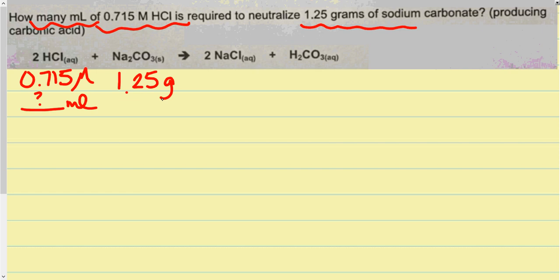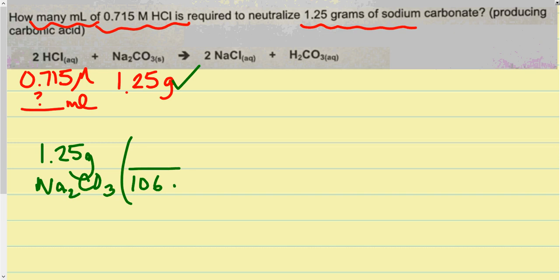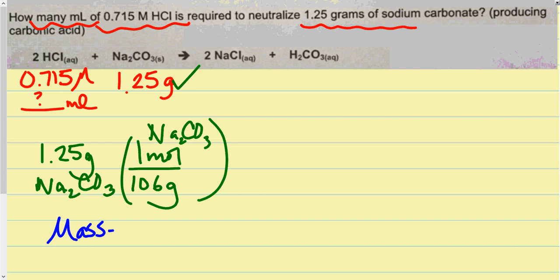So the format on this one's a little different. When you're starting with grams, in this case our first step is always to convert to moles. So we're taking our 1.25 grams of our sodium carbonate. From the periodic table, we would add up the molecular mass. In this case, it's 106 to convert to moles of sodium carbonate. So format-wise, to be consistent with what you saw on the previous lesson, when you have a mass, you are converting it to moles.